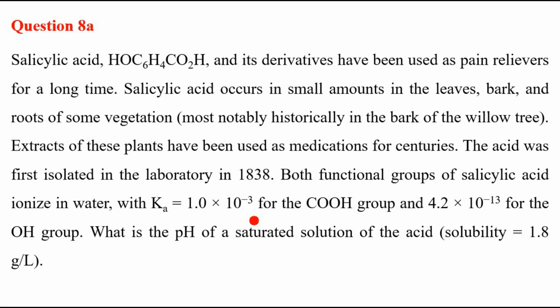Then they are asking what the pH of the saturated solution is. Here we need to know the definition of saturation. That means the solution which has the maximum solubility. So the maximum solubility of this salicylic acid is 1.8 gram per liter. Here we can determine the concentration of salicylic acid from the solubility. Of course, we need to change the grams into moles. Then we get the concentration of salicylic acid. Let's see the answer.